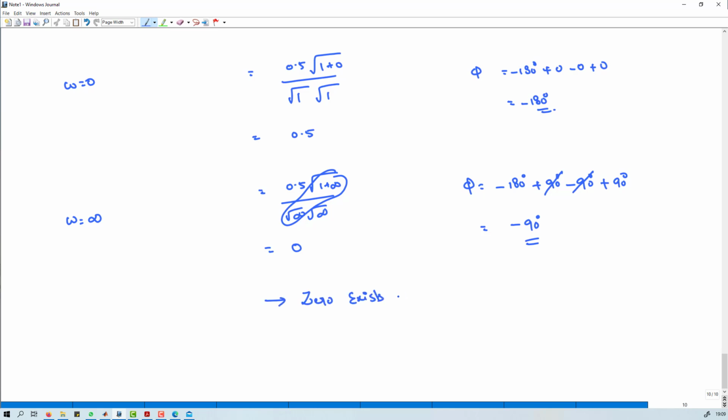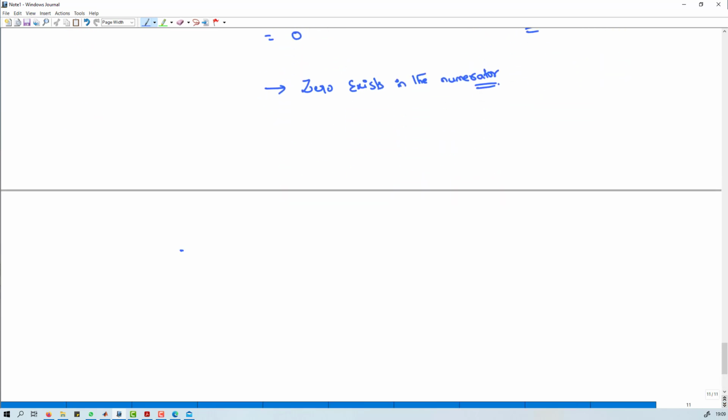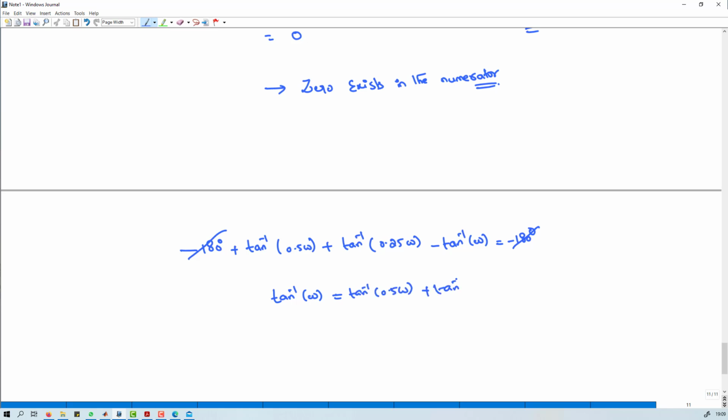Here there is a zero in the numerator, so you cannot directly draw. Whenever a zero exists, we must equate the phase to minus 180 because the plot has to cut the axis. So first of all, let us write the phase equation: minus 180 plus tan inverse of 0.5 omega plus tan inverse of 0.25 omega minus tan inverse of omega is equal to minus 180. The 180 on the left and right sides cancel. So tan inverse of omega is equal to tan inverse of 0.5 omega plus tan inverse of 0.25 omega. It is in the same form we discussed earlier: tan inverse of a plus tan inverse of b, applying tan on both sides, gives a plus b by 1 minus ab.